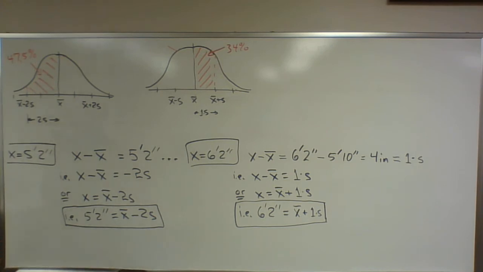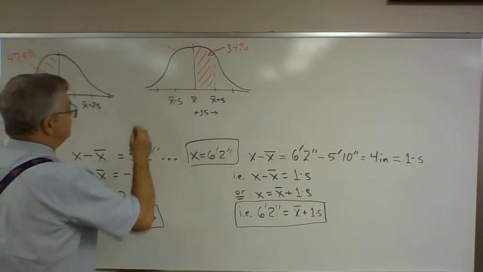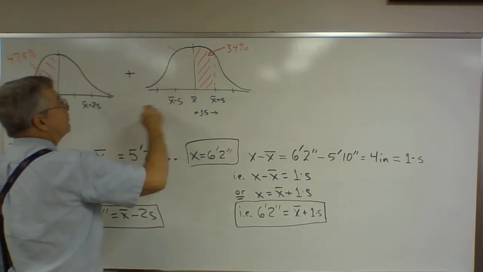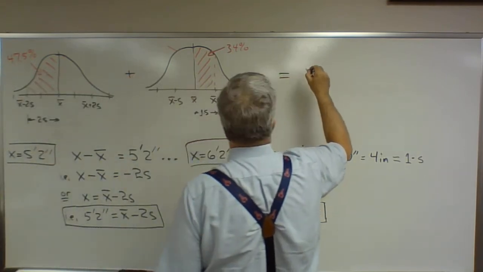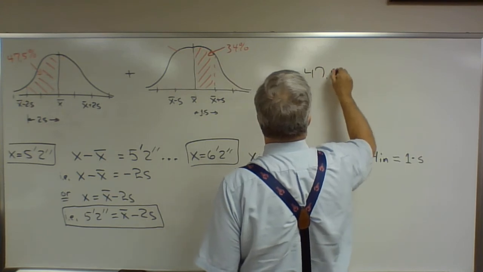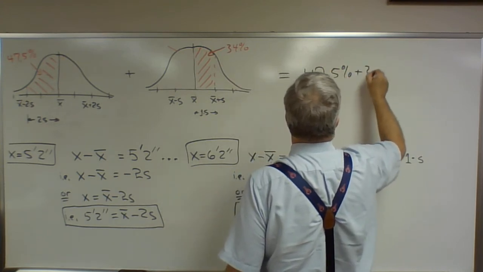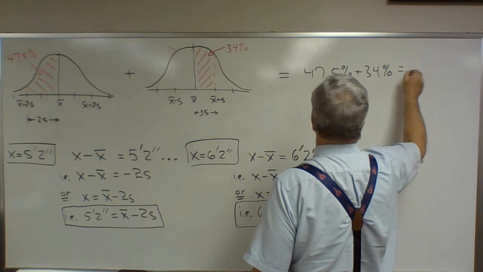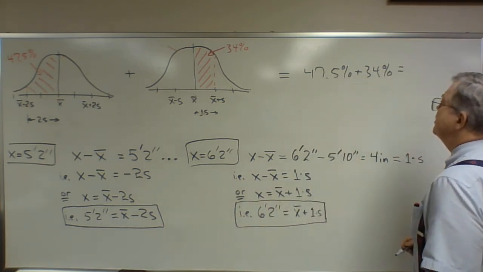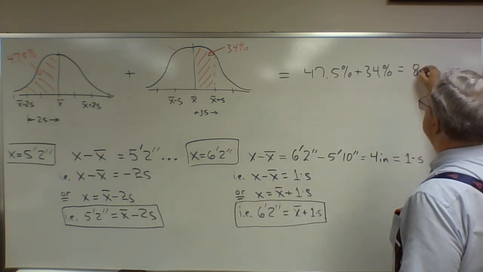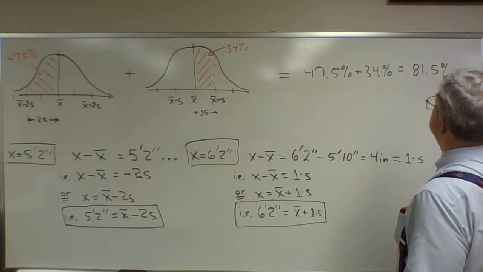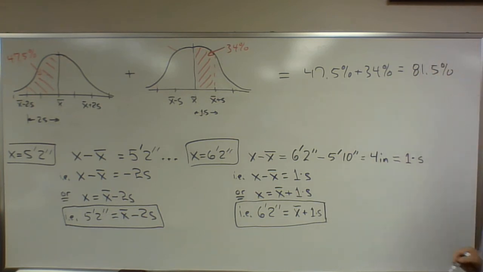And we said, this is what we want. We want this area plus this area. And that gave us 47.5% plus 34%. And holy moly, what was that? 81.5%, I hope. Is that right? I think so.